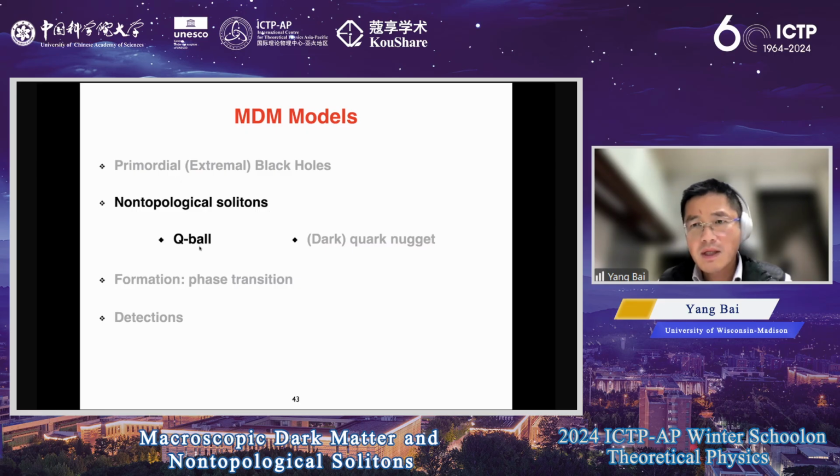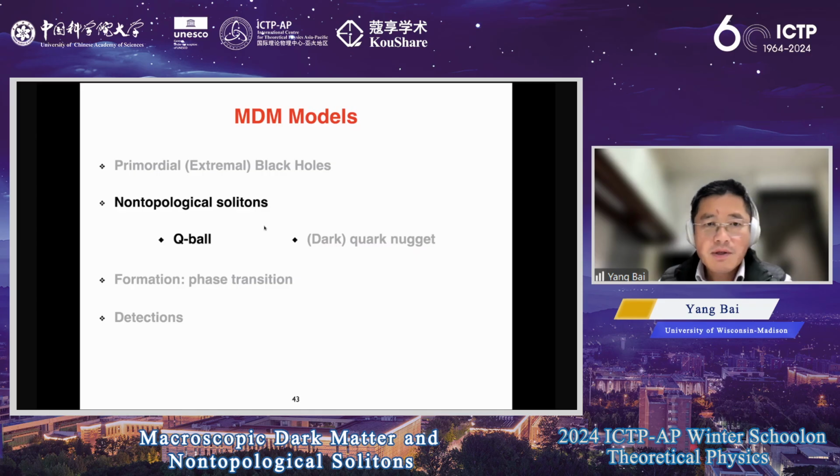Sometimes in the literature people call one of them a Q-ball, which is made of bosonic degrees of freedom. For example, the constituent is a scalar field. Then there is another class of models, which we can call a quark lattice or dark quark lattice, for example, where the constituent is a fermion. There is some difference in properties between those two, but in general they have common features. They all belong to this kind of non-topological soliton.